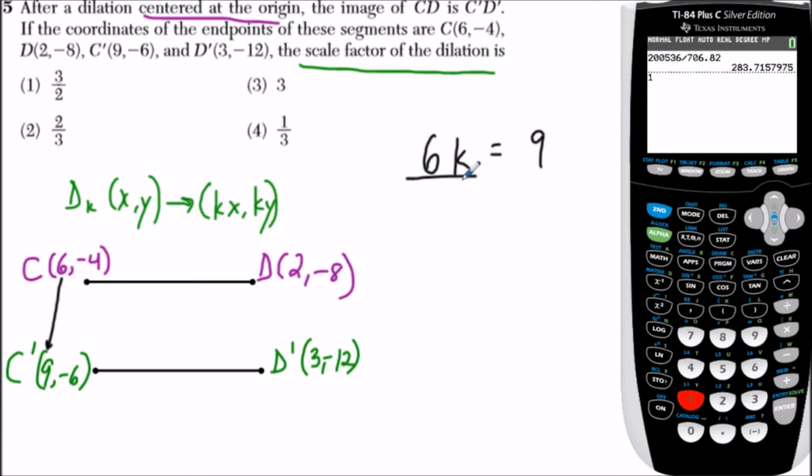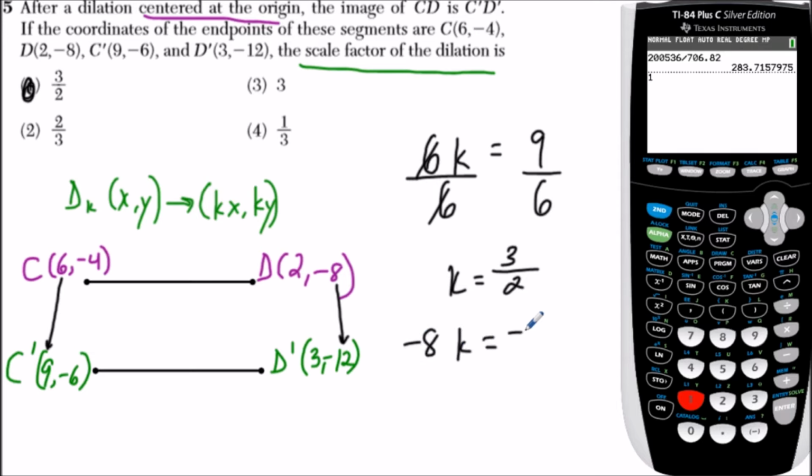So then when I solve for k, we divide by 6 on both sides. K equals 3 over 2. Now, if you're not convinced of this, remember, we could have picked any other points as well. Let's say I picked the y value for D and the y value for D prime. Then negative 8 times the scale factor k should equal negative 12. And when we divide by negative 8 here, negative 12 over negative 8 also simplifies to 3 over 2. So no matter which pair we pick, the technique is going to get us the same scale factor. So choice 1.